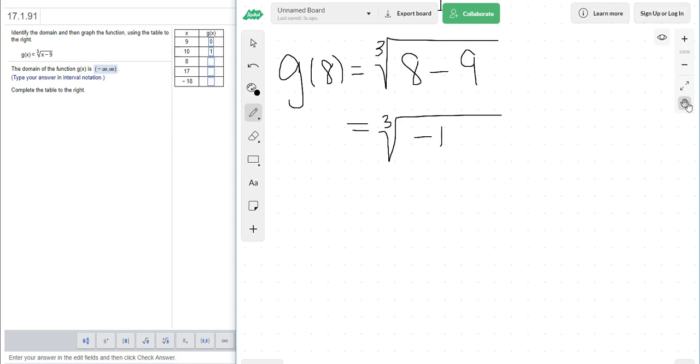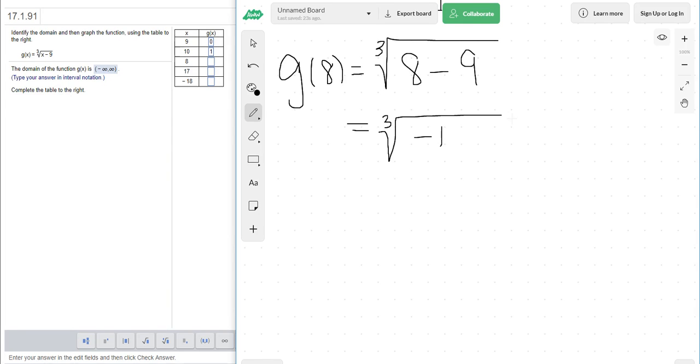And usually we would say a negative inside a root is a bad thing, but this is a cubed root, which means I'm multiplying an odd amount of numbers together. And if you remember from algebra, an even amount of negatives will give me a positive number, and an odd amount of negatives will give me a negative number. So it is possible to get a negative number inside an odd root.